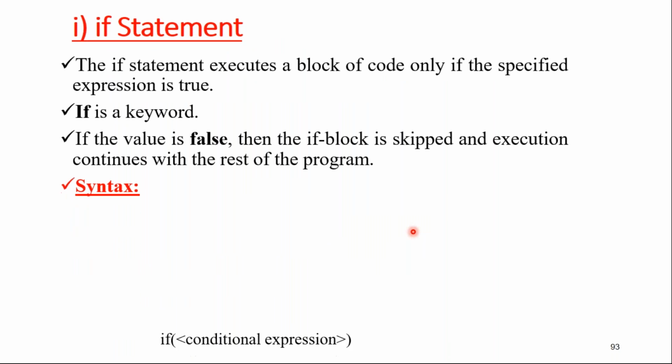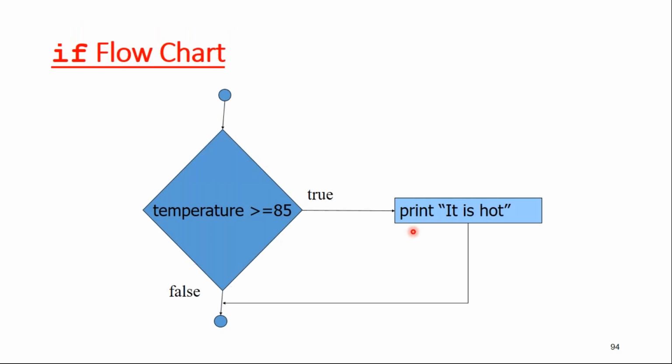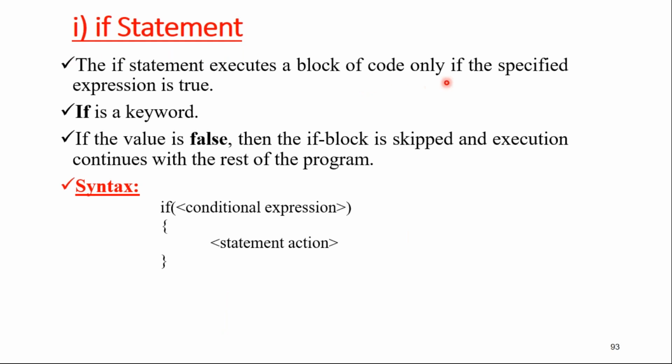The if statement executes a block of code only if the specified expression is true. Now what we need to understand here is this is the syntax of the if statement. If A equal to B, we have just seen that A equal to B. If this particular statement is true, this particular statement will be executed. If this particular statement is not true, it will skip this if statement and this statement and it will move to the next one. Here, if is a keyword in the C programming language.